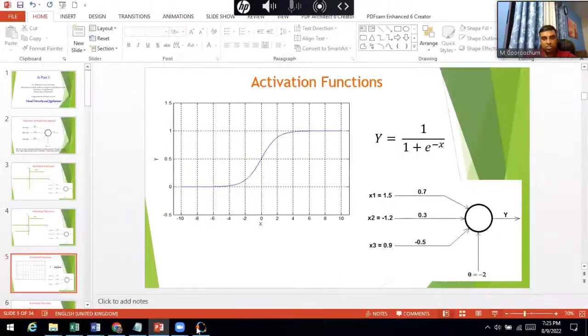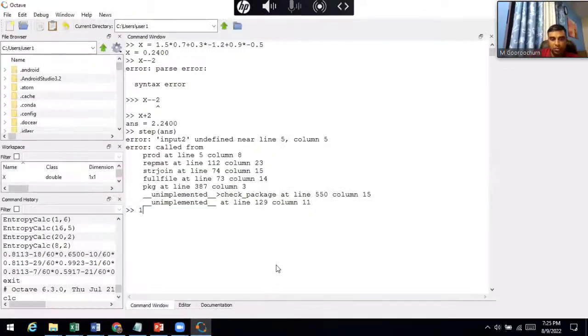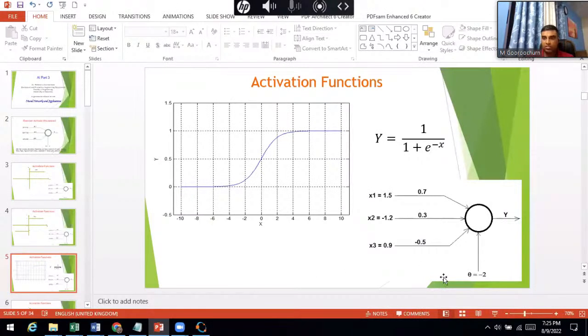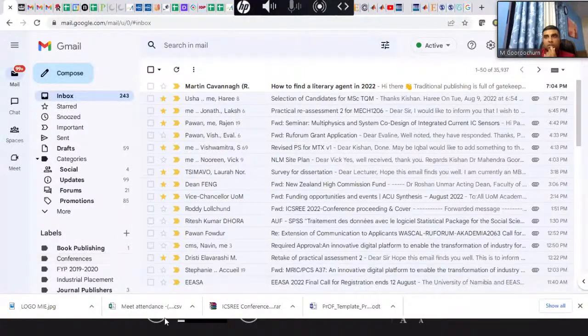If I quickly cross-check that in Octave, you will have 1 divided by 1 plus exponential of minus 2.24. Yeah, so it's 0.904 as you can see. That's correct. So well done. So it means now you know how to activate a neuron. Whatever activation function I give to you now, you would know how to activate the neuron to get an output.